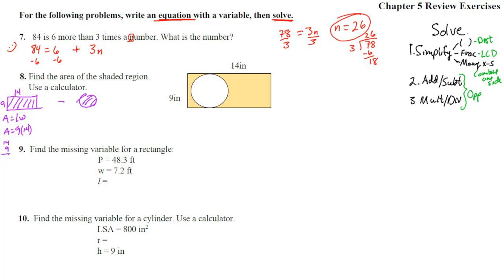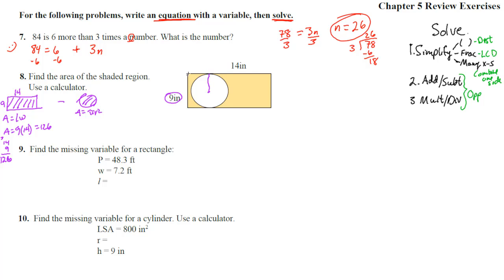14 times 9, that's 36. Carry the 3, 20, 12. Yes, 126. So we get 126 here, inches squared. Now, the area of the circle, that's not as obvious here. We need a radius. The formula is area equals pi r squared. So if we're going to get the radius of the circle, we have to see what it is from there, and that's where we see it.